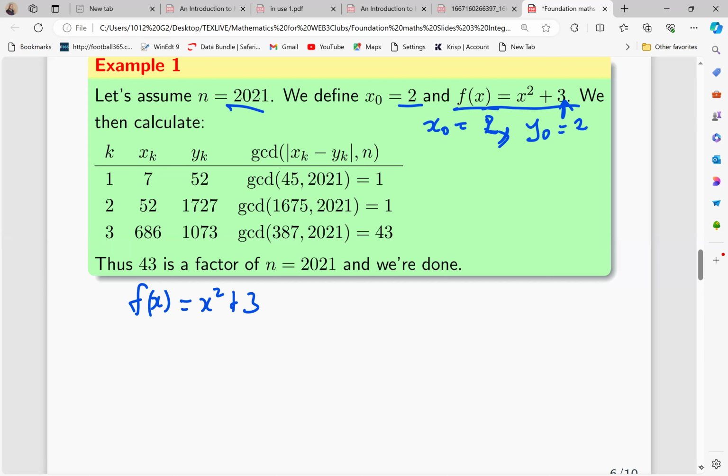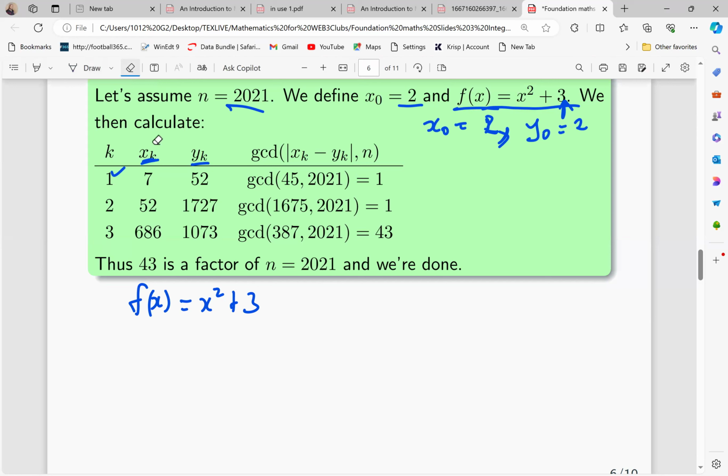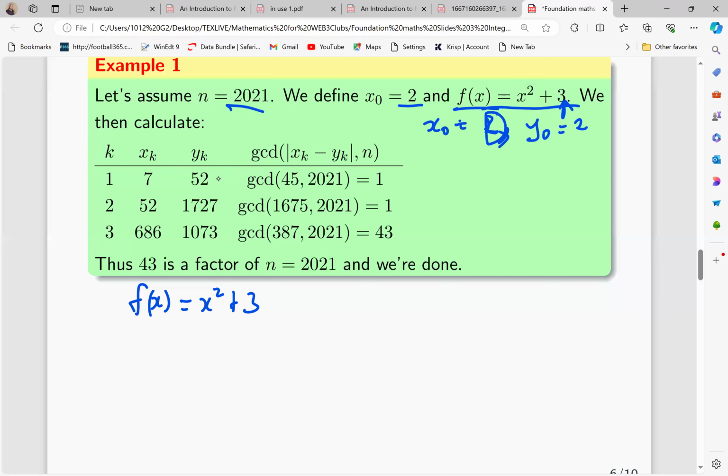So when k is 1, I want to get my x1. When k is 1, that's what I mean, this is my xk and yk. So what is my x1? I take x naught, which is 2. So my x1 would be 2 squared plus 3, which is 7.